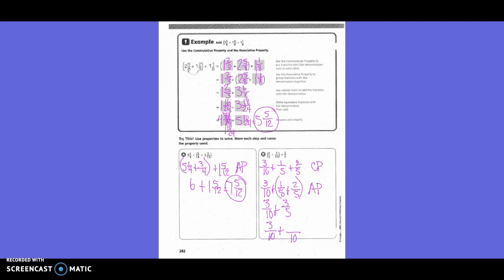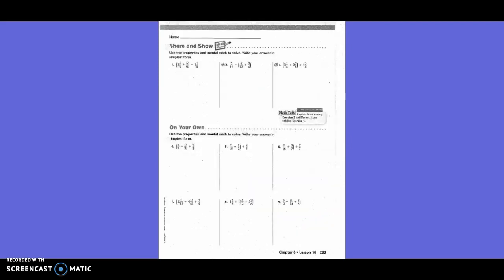How did I get from 5 to 10? Times 2. So 3 times 2 is 6. So 3/10 plus 6/10 equals 9/10. 9/10 is our answer. Share and show. Use the properties in mental math to solve. Write your answer in simplest form.